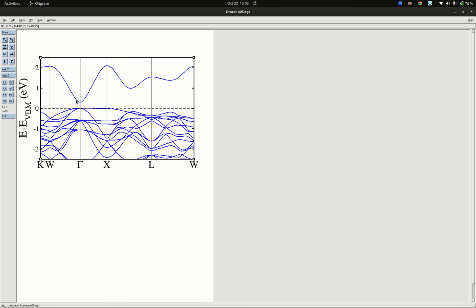Basically the concept is we're going to take a small parabola here in the conduction band and a small parabola here in the valence band, and then we're going to apply curve fitting to it and solve the formula and get our results. So what are these formulas?